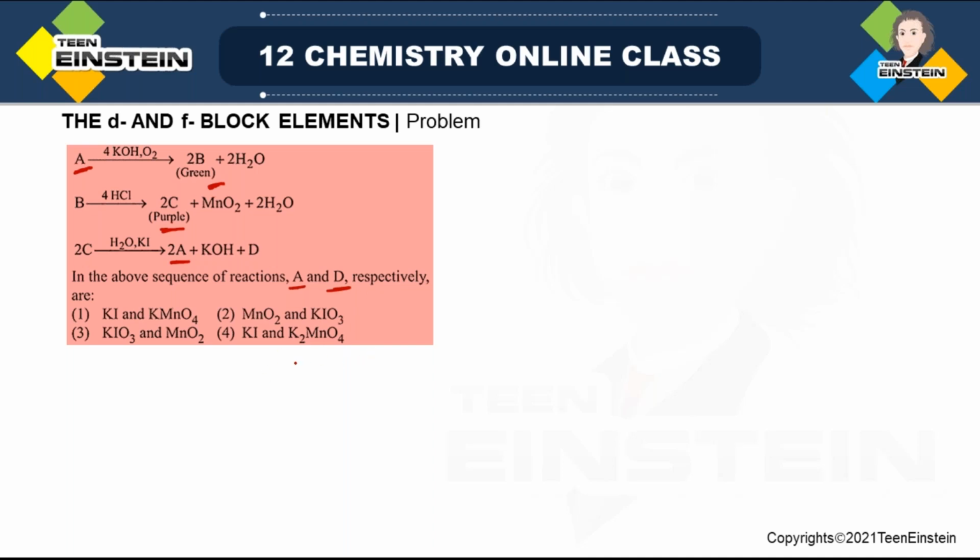Okay. So options for A are KI, MnO2, KIO3 and KI, that is the first compound mentioned in each option, that will be for A. And options for D is the second molecule. It may be KMnO4, KIO3, MnO2 or K2MnO4.